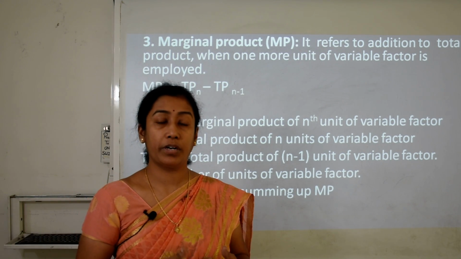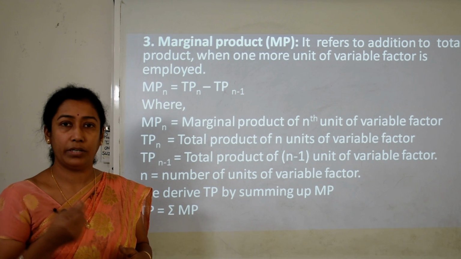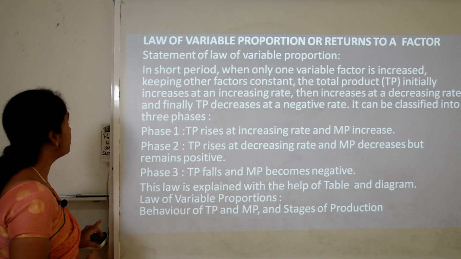That is, total product can be calculated as the sum, sigma, the sign used here, that is summation of, or sum of, all marginal product.